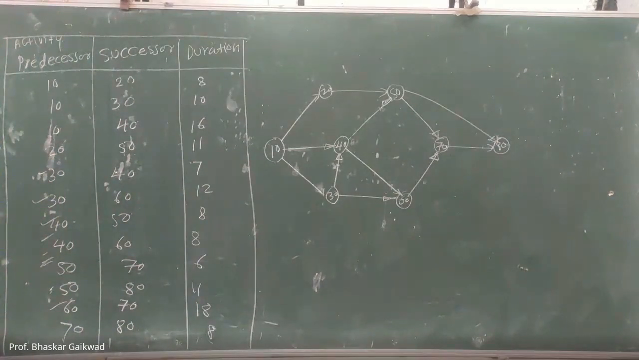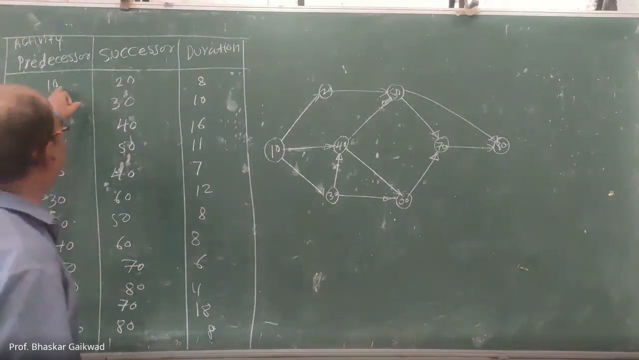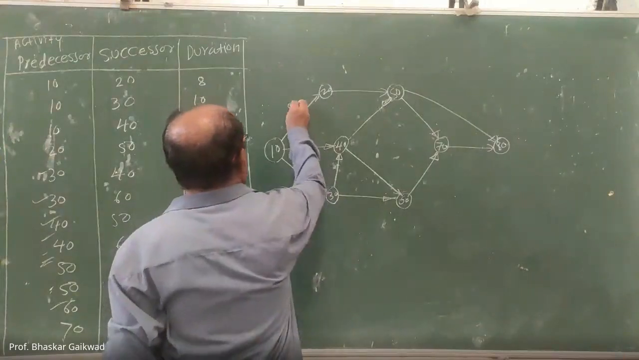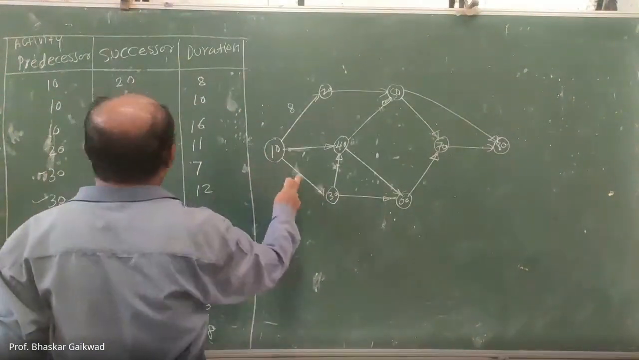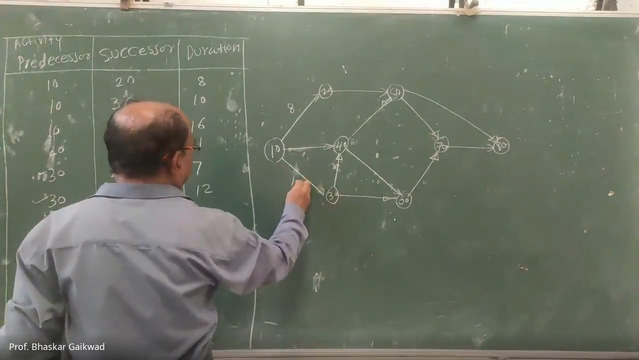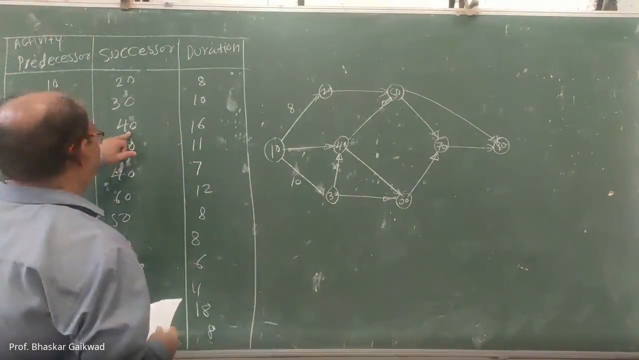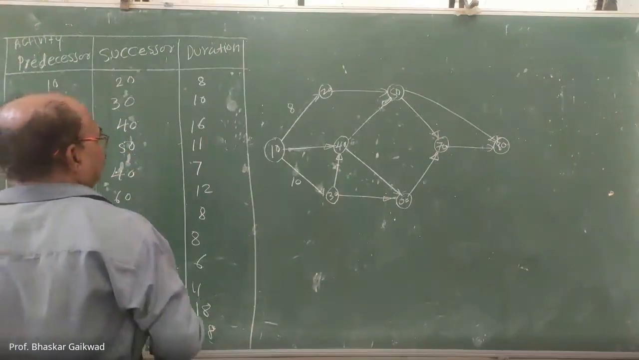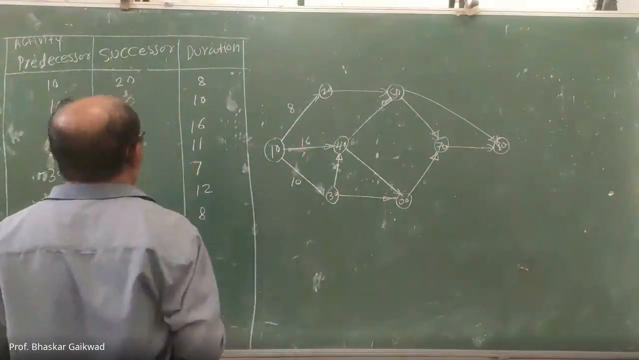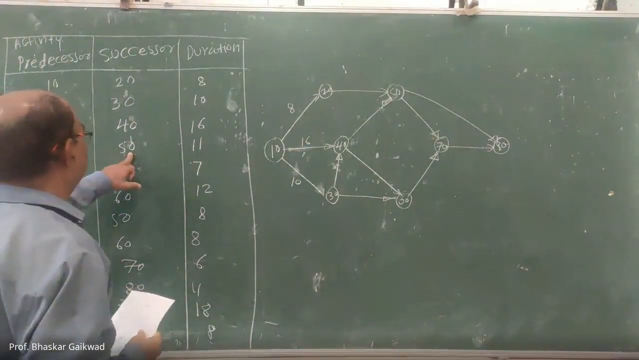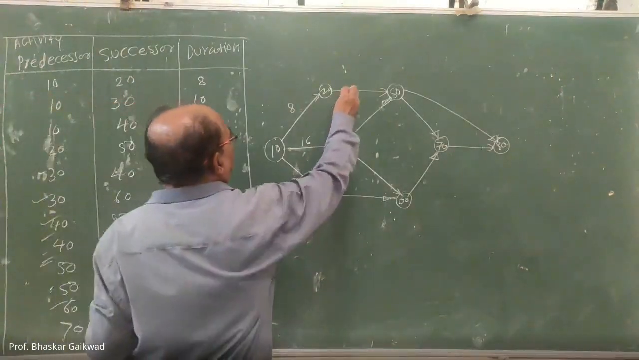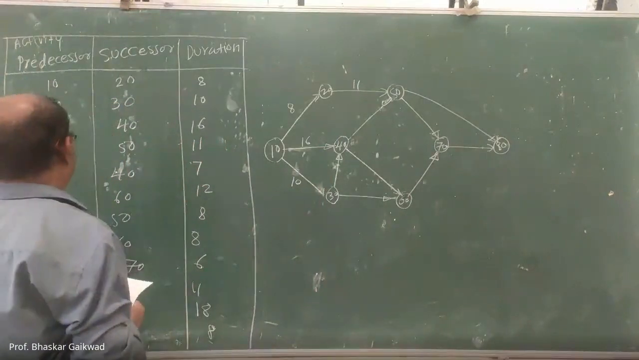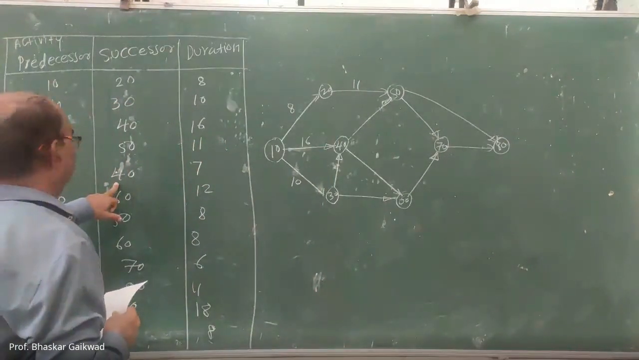Now write down the duration. So 10 to 20, duration is 8. Then 10 to 30, duration is 10. Then 10 to 40, duration is 16. Then 20 to 50, duration is 11. Then 30 to 40.